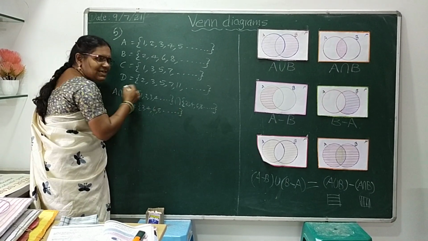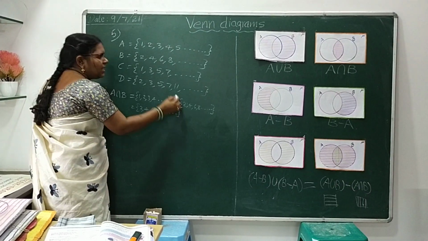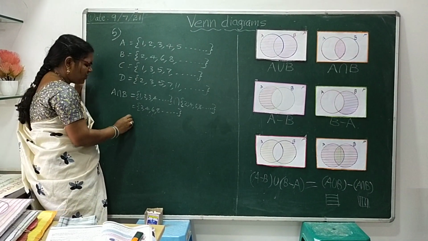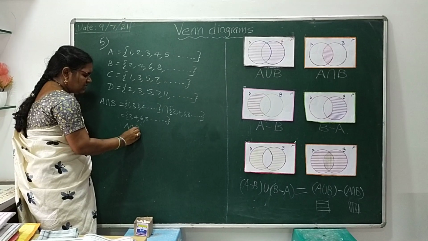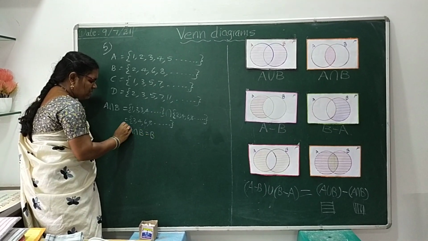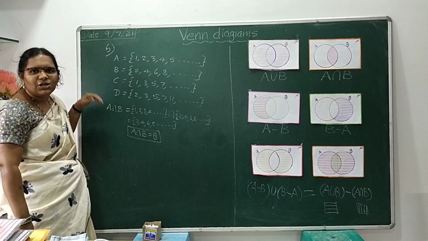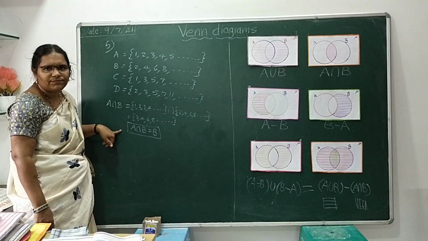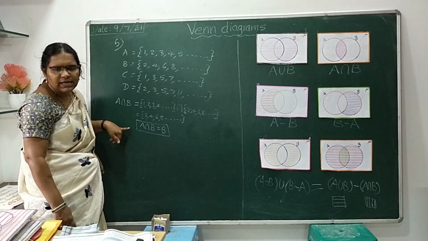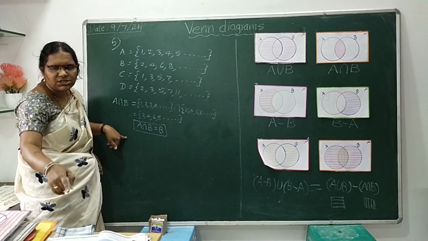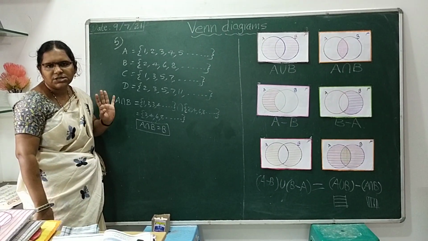That means which set it is? It is nothing but B. That means what conclusion do we get here? A intersection B is equal to B. Like this, whatever conclusions you get, you have to mention like this in a box. Next they asked A intersection C, A intersection B, B intersection C, B intersection D and C intersection D.